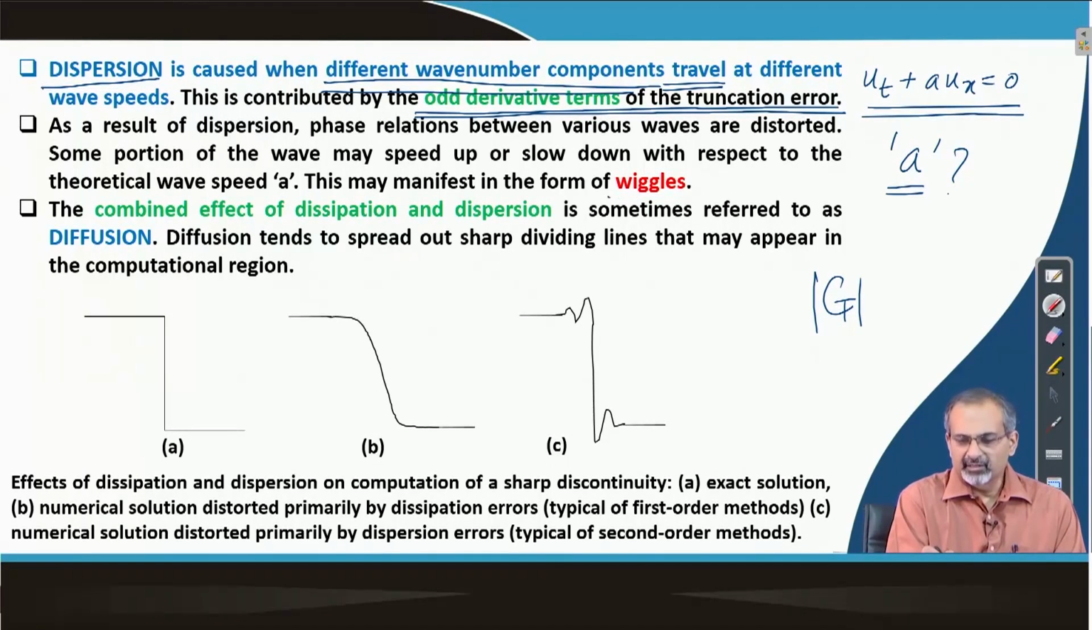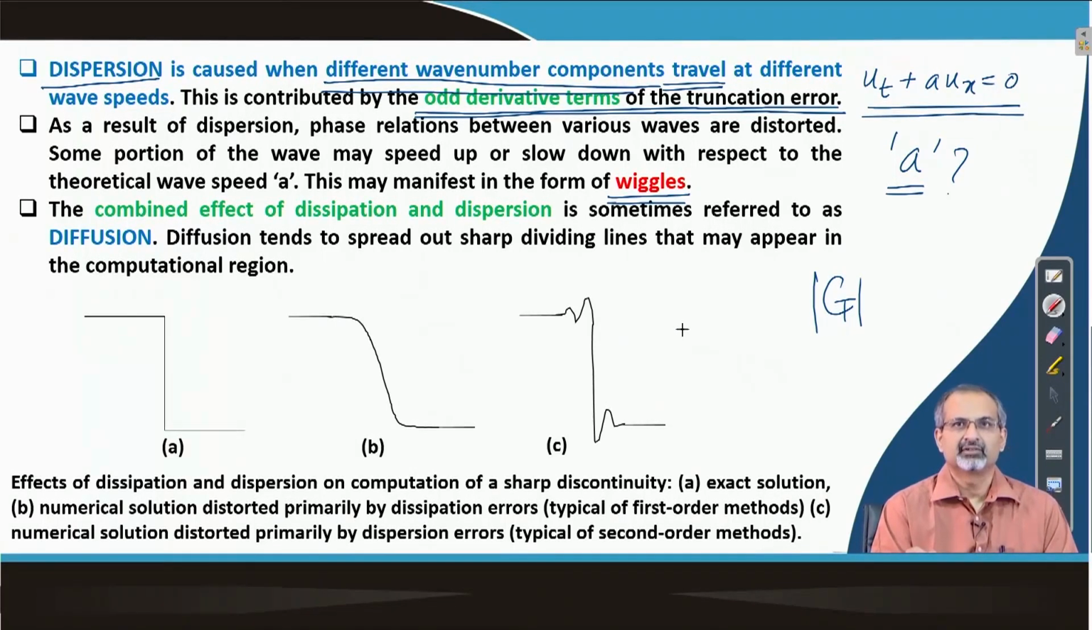Now, what is the typical signature of dispersion? You will often see wiggles formed around the initial wave form. You would see wiggles formed either ahead of it or behind it. So, wiggles would be formed in and around the original wave form as it translates. That is a typical signature of dispersion.